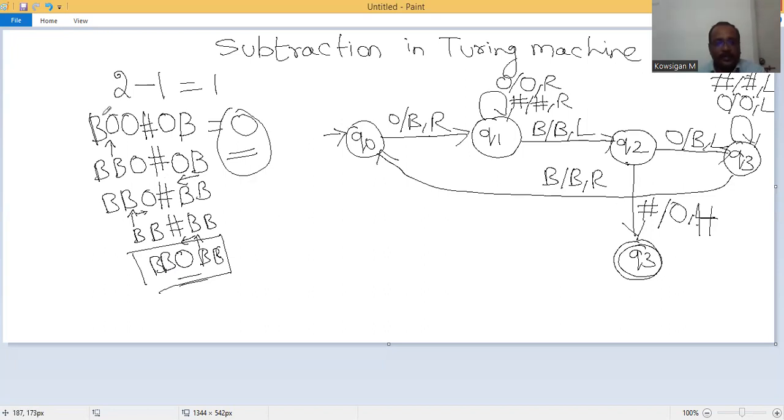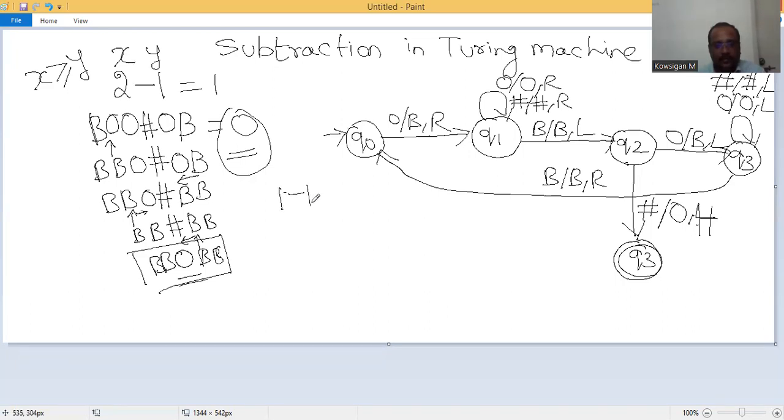So this is the final output. Actually, this is X and this is Y. So this subtraction mentions about X greater than or equal to Y. Now we will go for another example, for example, 1 minus 1. 1 minus 1 equal to 0.